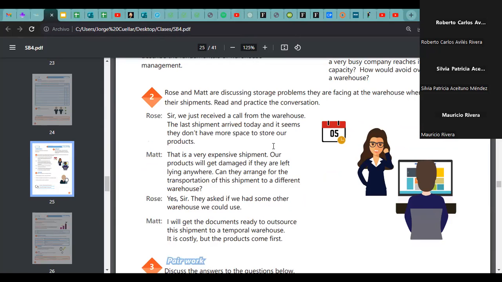Sir, we just received a call from the warehouse. The last shipment arrived today, and it seems they don't have more space to store our products. That is a very expensive shipment. Our products will get damaged if they are left lying anywhere. Can they arrange for the transportation of this shipment to a different warehouse? Yes, sir. They asked if we had some other warehouse we could use. I will get the documents ready to outsource the shipment to a temporary warehouse. It is costly, but the products come first.